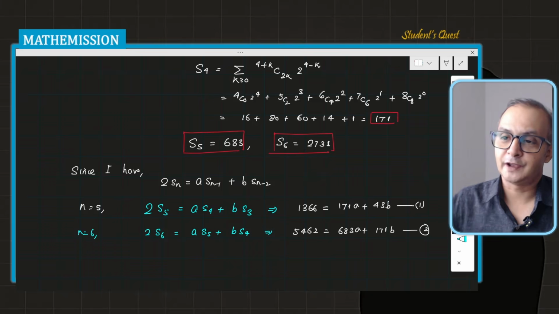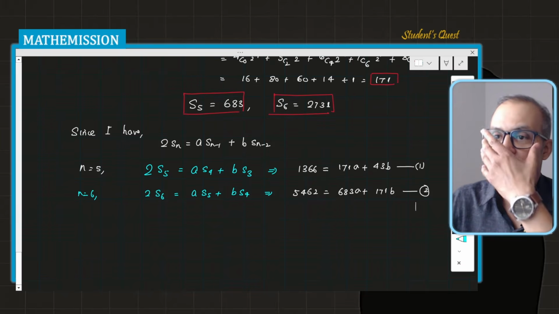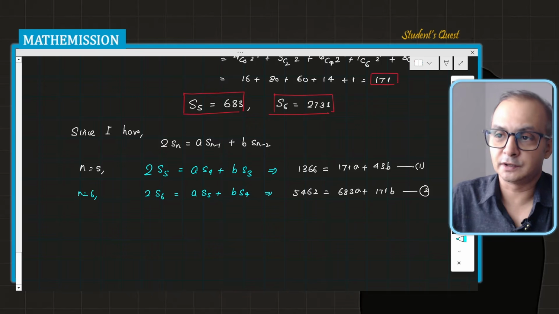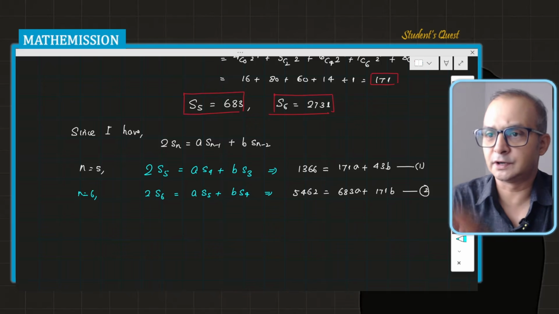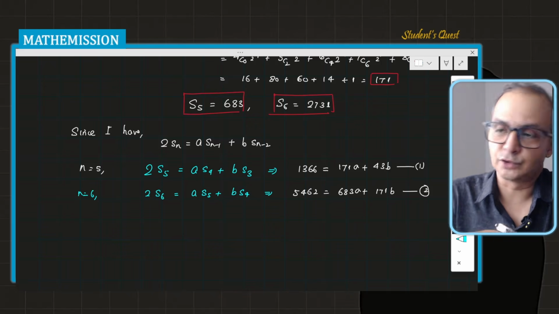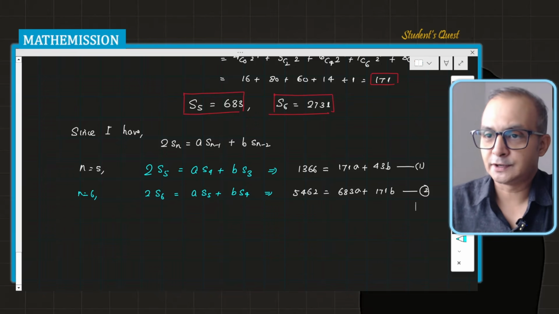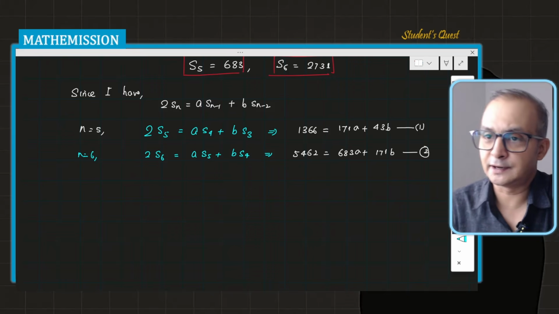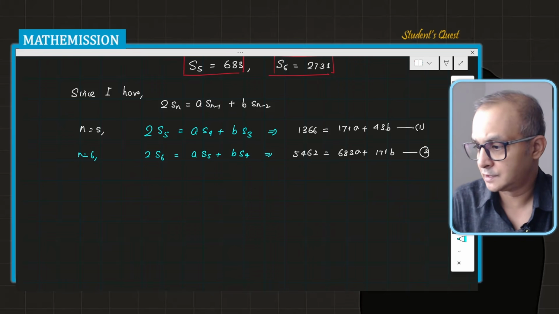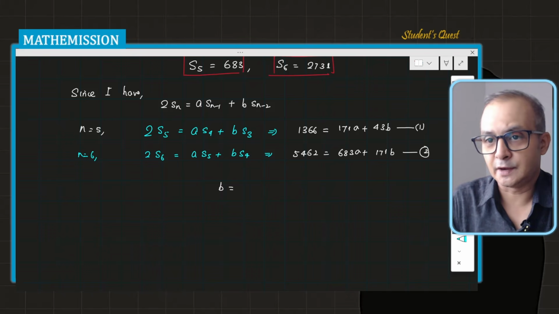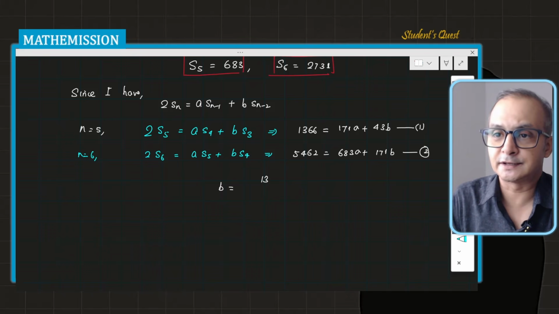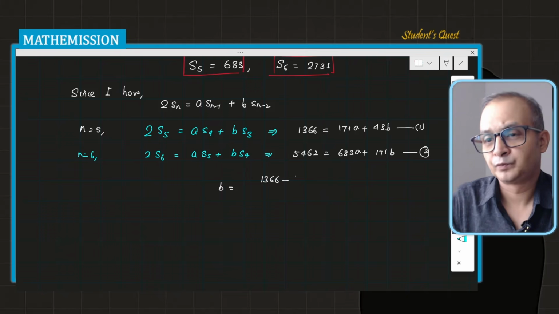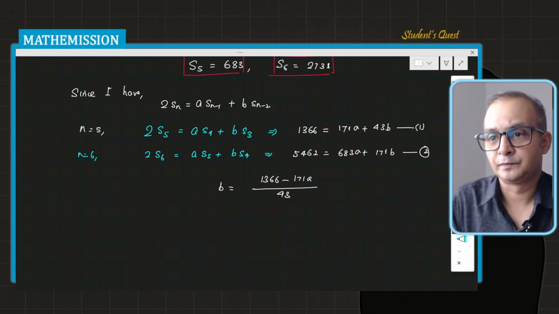Now all that we have to do is substitute the value of B from the first equation into the second equation, or vice versa, whatever you want, means we have to solve these two equations. So I have calculated this, and this is a very giant calculation. Let me just show you what I have done. So B is going to be, I've written first the B value as (1366 minus 171A) divided by 43. This is the value I got from the first equation, and substituted there.